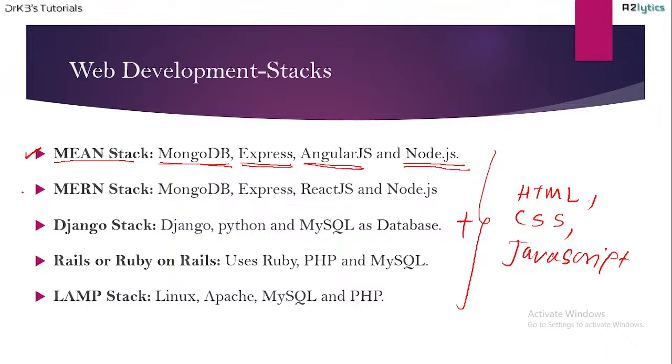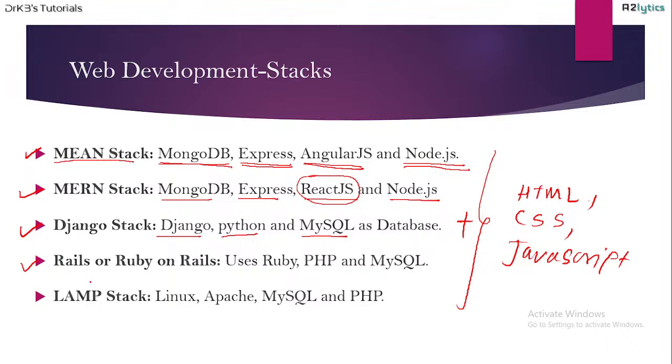Then the MERN stack: MongoDB, Express, ReactJS and Node.js. You have to learn ReactJS instead of AngularJS here. Then you will become a MERN stack web developer. Third is the Django web developer. You have to learn the Django framework, Python programming language, and MySQL database. Then you will become a Django stack developer.